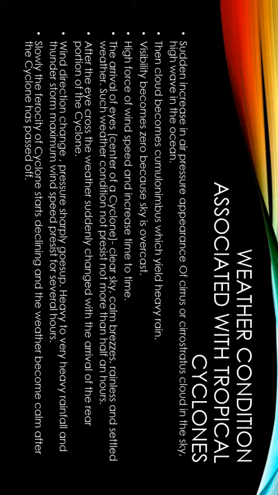The arrival of the eye, the center of the cyclone: clear sky, calm beach, rainless, settled weather. Such weather conditions do not persist more than half an hour. After the eye has crossed, the weather suddenly changes with the arrival of the rear portion of the tropical cyclone. Wind direction changes, pressure sharply goes up, and there is heavy to very heavy rainfall with thunderstorms, with maximum wind speed persisting for several hours. Slowly the ferocity of the cyclone starts declining, and the weather becomes calm after the cyclone has passed.